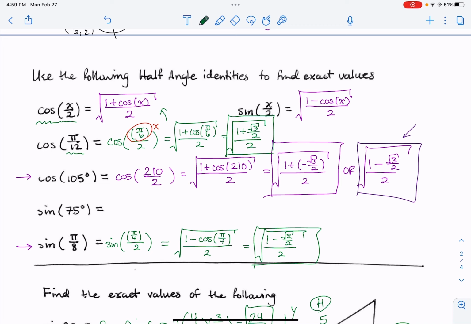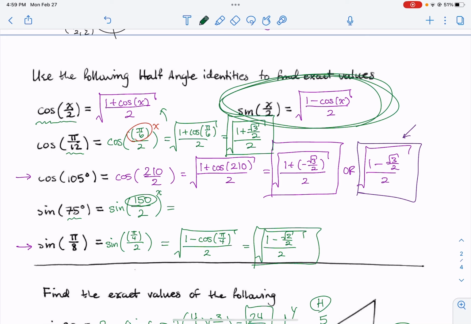Sine of 75. 75 is half of what? Right, so we could write something over 2 should be the same thing as 75. What is that something? It looks like 150, right? If you double 75, you get 150. So take half of 150, you get 75. And so that means the 150 is my x in the formula, and I'm going to go ahead and use that one.